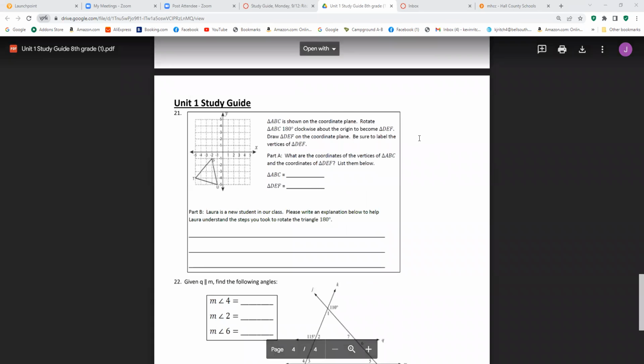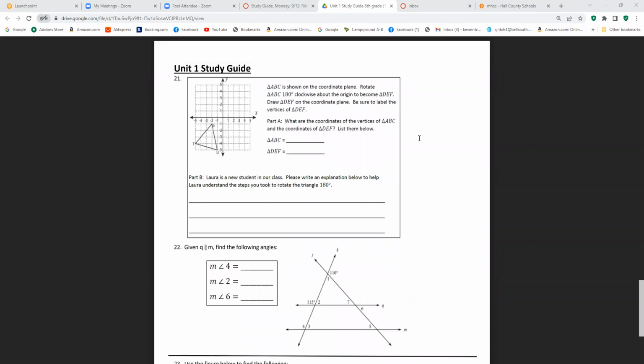All right, number 21, ABC is shown on the coordinate plane. Rotate ABC 180 degrees clockwise. So that just simply means that all the numbers of the coordinates are going to change. These are all negative, which means that all of the images are going to be positive. So instead of -2, -1, we're going to have +2, +1.